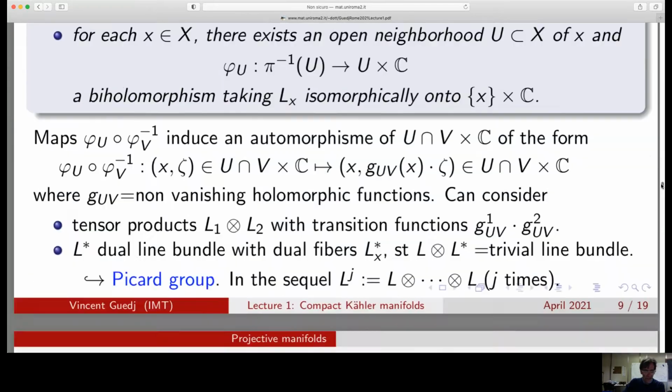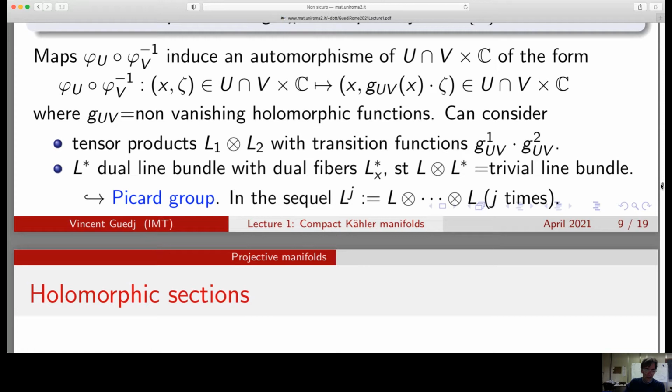Very good. Now, the group of all line bundles with this tensor product operation, modulo isomorphism of line bundles, is called the Picard group of the manifold X.